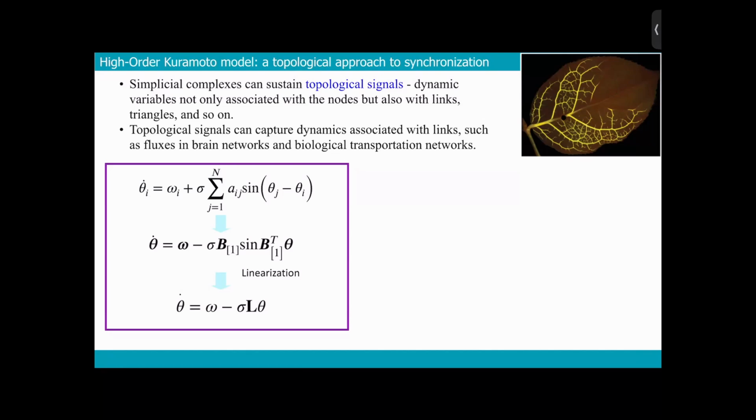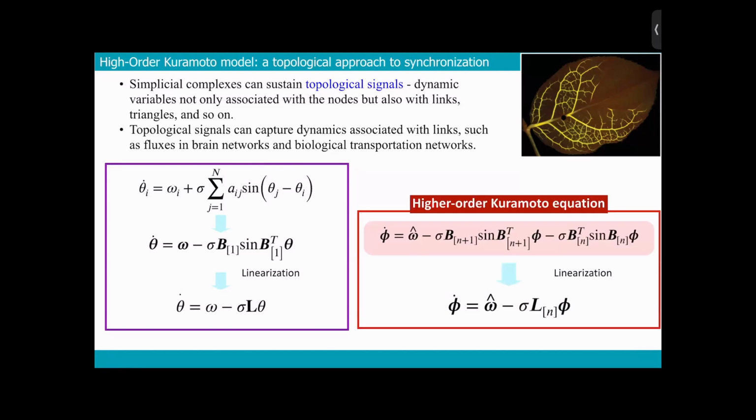So here we have the well-known Kuramoto equation for synchronization. We can rewrite this in terms of the incidence matrices. And of course, if we linearize this equation, then we recover the Laplacian. Now, this suggests how we can write the higher order Kuramoto equation, where now our dynamical variable, instead of being on the nodes, is going to be on the links. And we have the 2 ways of interaction. We have interactions through the upper faces and also through the lower dimension. And if we linearize this equation, again, we can write it in terms now of the Hodge Laplacian of the corresponding dimension.